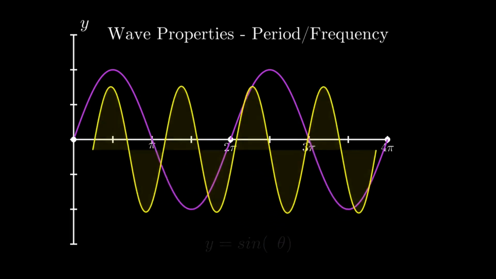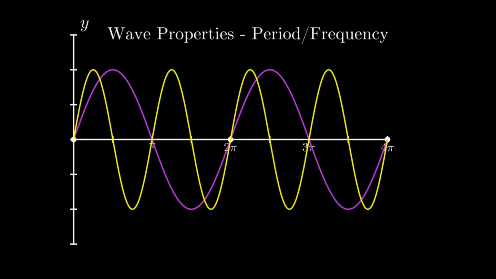Looking now at the plot of sine 2 theta, we see that the wave occurs twice as frequently, and so therefore its period is half as big, or in this case, 1 pi.